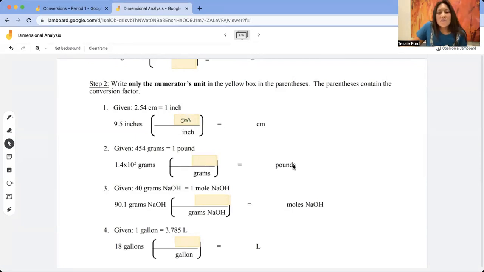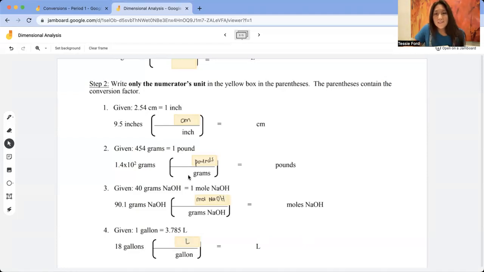Okay, over here, we want pounds, so we put pounds. We want moles of sodium hydroxide. Yep. So go ahead, do it yourself. And then over here, we want liters.